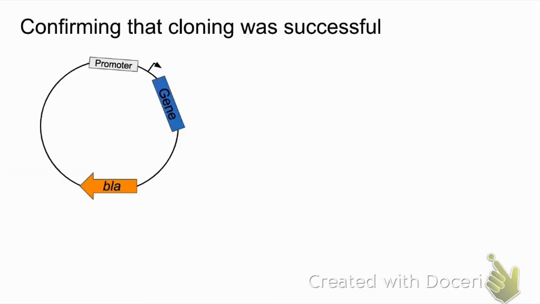Here is the plasmid that we set up to design. Through the cloning process, we wanted to place a gene downstream of a transcriptional start site with a promoter.